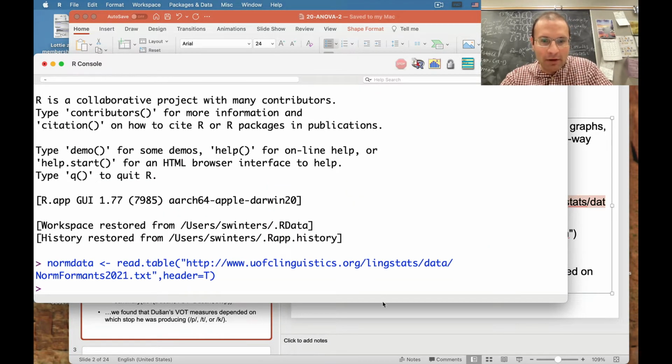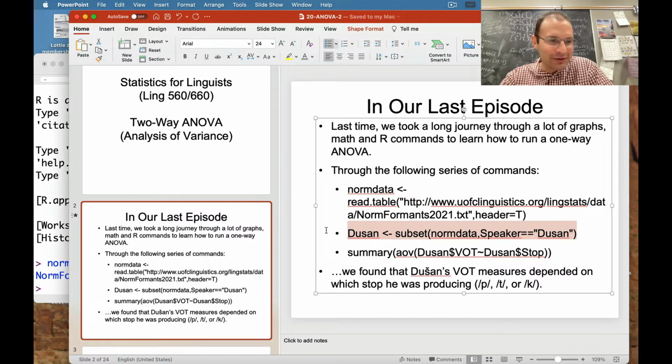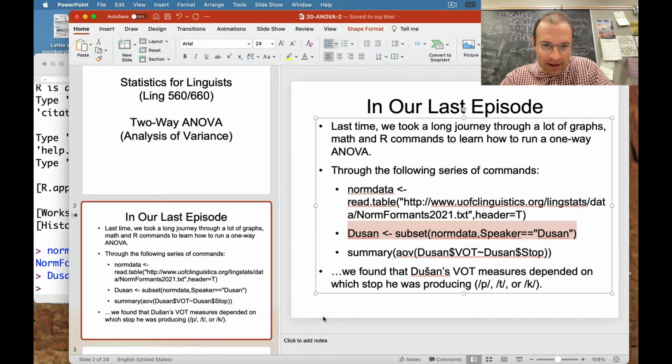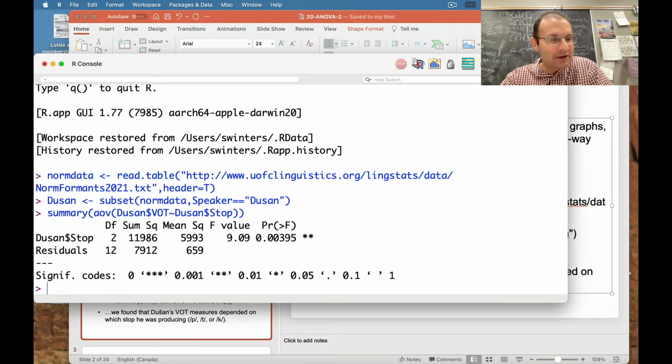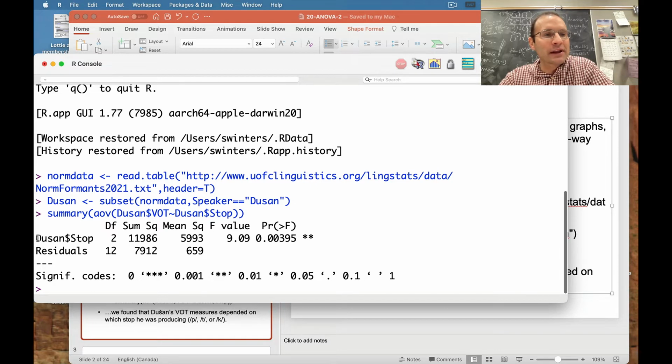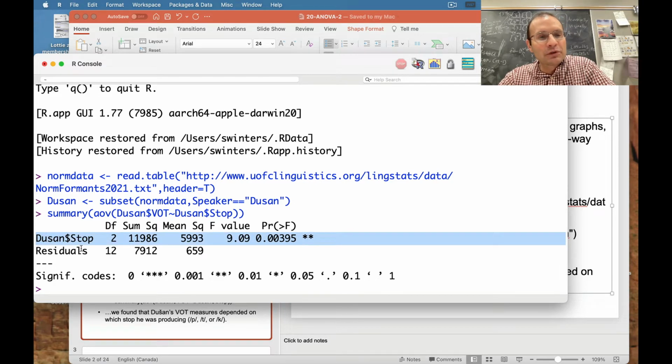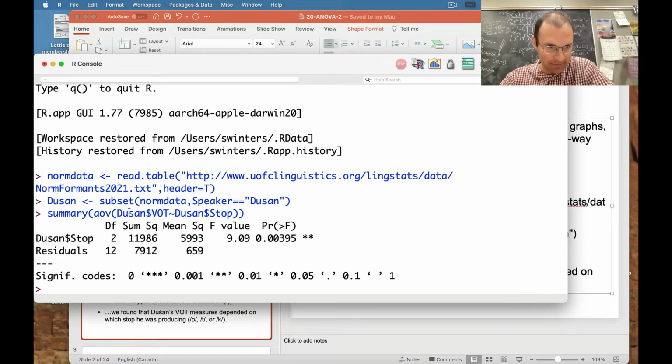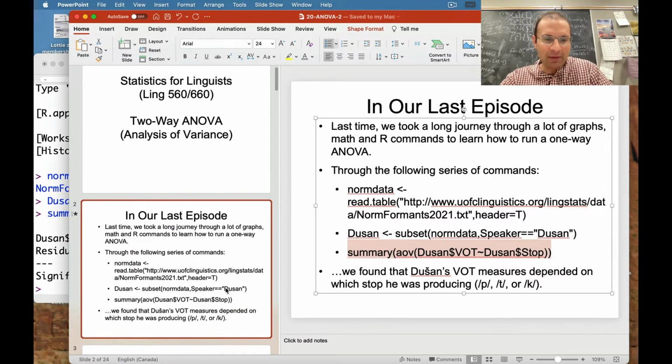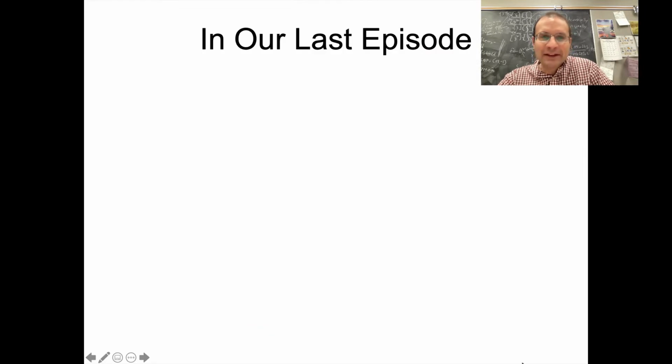And I'll do that for you right now and find out that for Ducham's VOT, the average VOT values for different places of articulation depend on that stop's place of articulation. So that's basically what we're getting out of this result right here, which shows us that we have a significant p-value when we model the VOT in this way, such that VOT is dependent on which stop is being produced. Okay, that's a one-way ANOVA because there's only one factor involved in the analysis here. And like I said, we're going to expand that to two factors today.